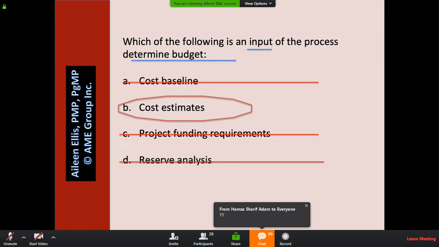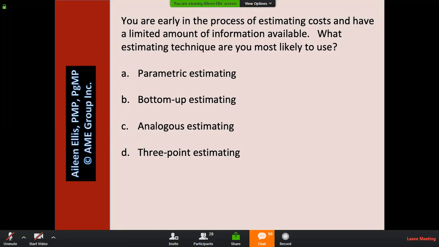So several of you have used this phrase. You see, I get questions right often by the process of elimination. Plus, I know I need my cost estimates if I'm going to determine my budget. You are early in the process of estimating costs and have a limited amount of information available. What estimating technique are you most likely to use?